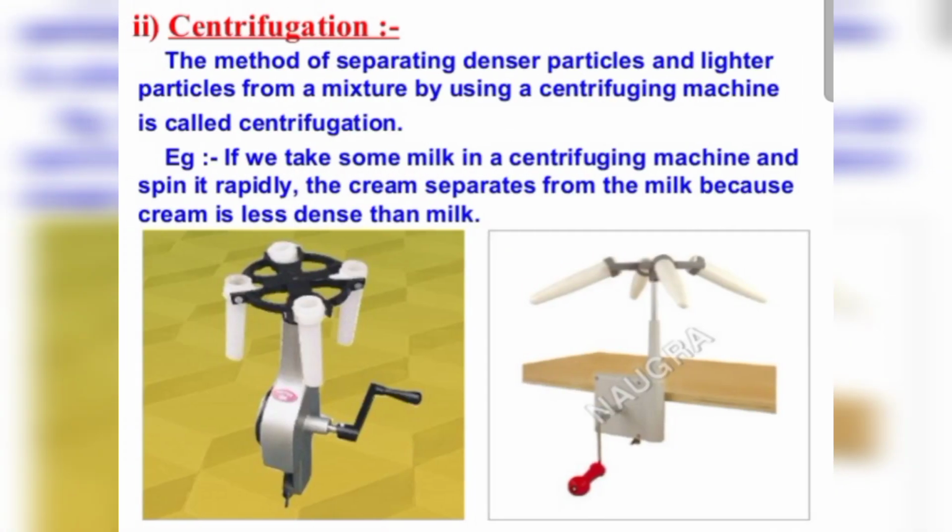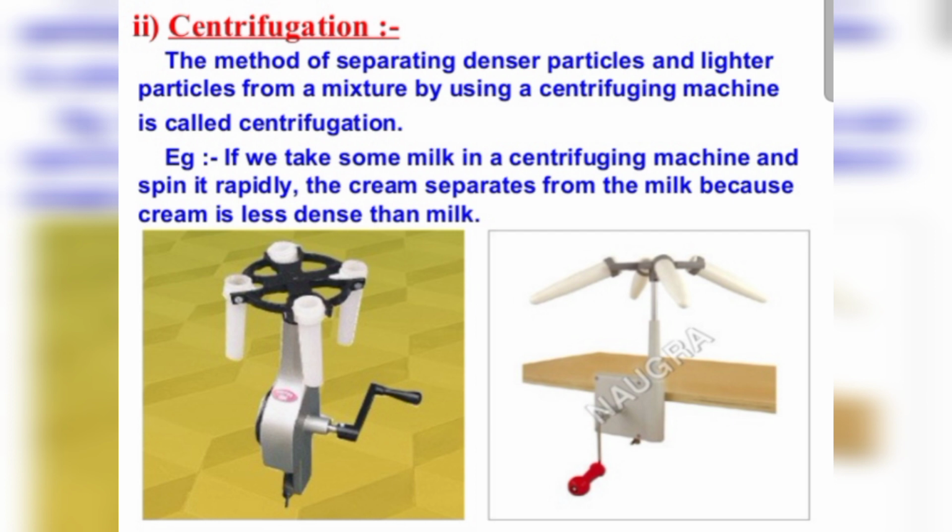Next process is centrifugation. Centrifugation is the method of separating denser particles and lighter particles from a mixture by using a centrifuging machine. For example, if we take some milk in a centrifuging machine and spin it rapidly, the cream separates from the milk because cream is less dense than the milk.